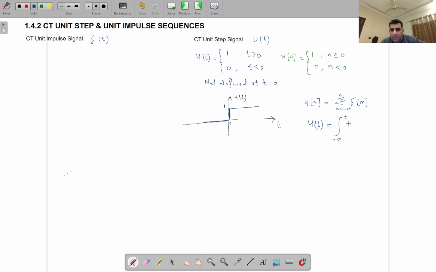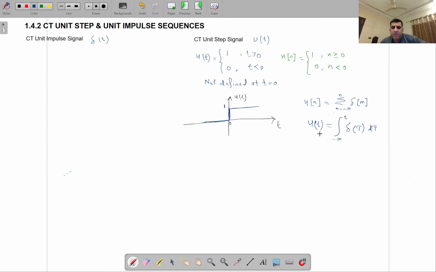And then you are going to have some dummy variable inside. In this case, the dummy variable we are going to say is tau. So this is the expression of the unit step signal represented in terms of the continuous time unit impulse signals.